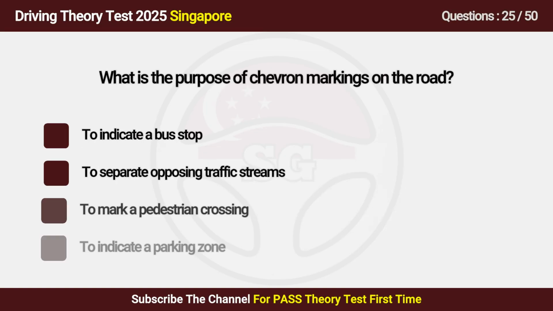Question 25. What is the purpose of chevron markings on the road? A. To indicate a bus stop. B. To separate opposing traffic streams. C. To mark a pedestrian crossing. D. To indicate a parking zone.